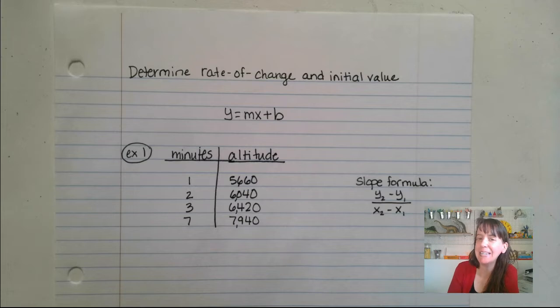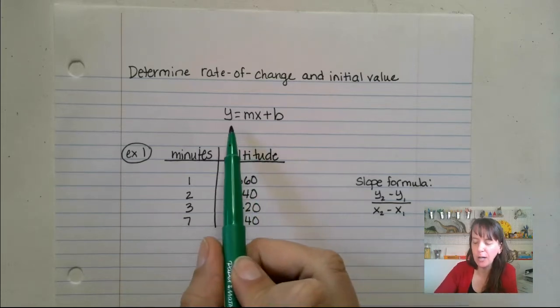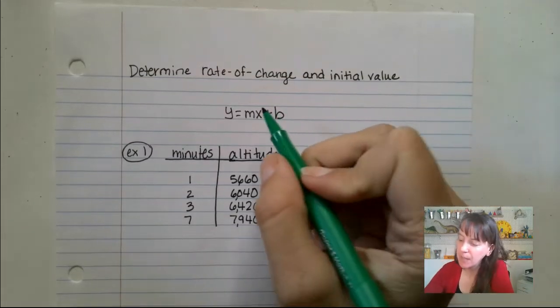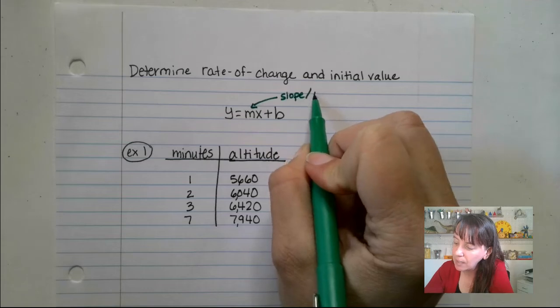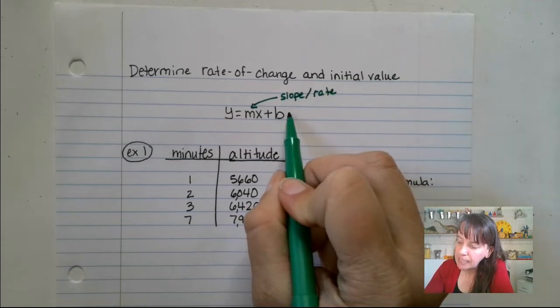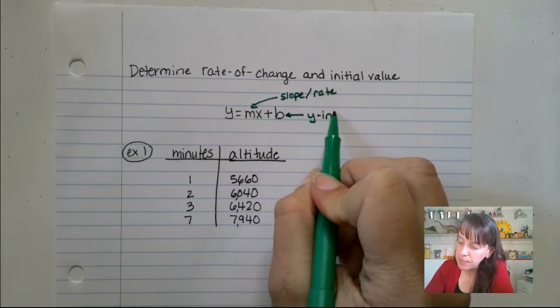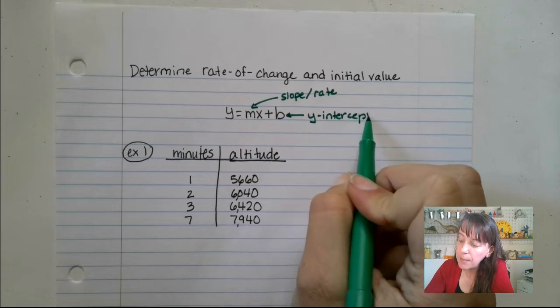Today we're going to be talking about determining the rate of change and the initial value when we're talking about linear equations. Remember, linear just means line, and when we're talking about a line, we use y equals mx plus b. This guy right here is our slope or our rate of change. That means the same thing. And then this guy right here is our y-intercept or our starting amount.